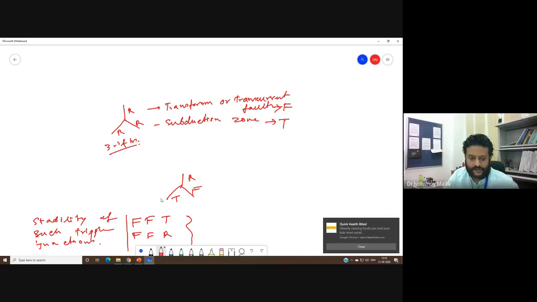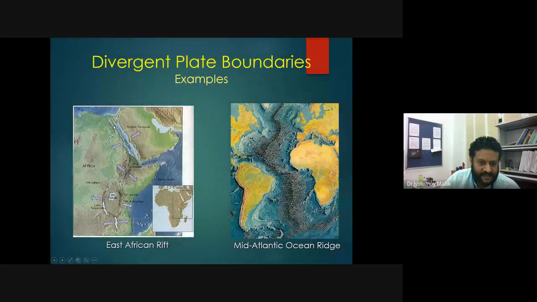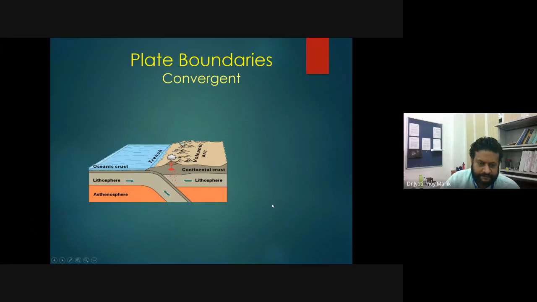So if we go ahead with the discussion, this is one of the beautiful examples of a triple junction, where you can see this is the Red Sea, this is the Gulf of Aden, and you can observe here the presence of a failed rift. Nevertheless, you can classify this as an RRR triple junction, because these two are active rifts and this is a failed rift. Now, if we look at the convergent plate boundaries, here you can see that the oceanic crust is going down under the continental crust.